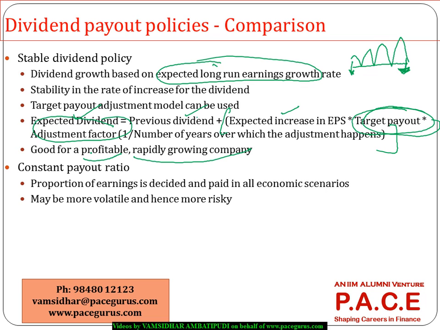And on the other side, companies can get into a constant payout model, which is nothing but the ratio is constant. If the company says 20% is our payout, and the EPS this year is 100, the dividend per share will be 20. If the EPS is 50, the dividend will become 10. So the dividend will be exactly in a constant proportion with the EPS.